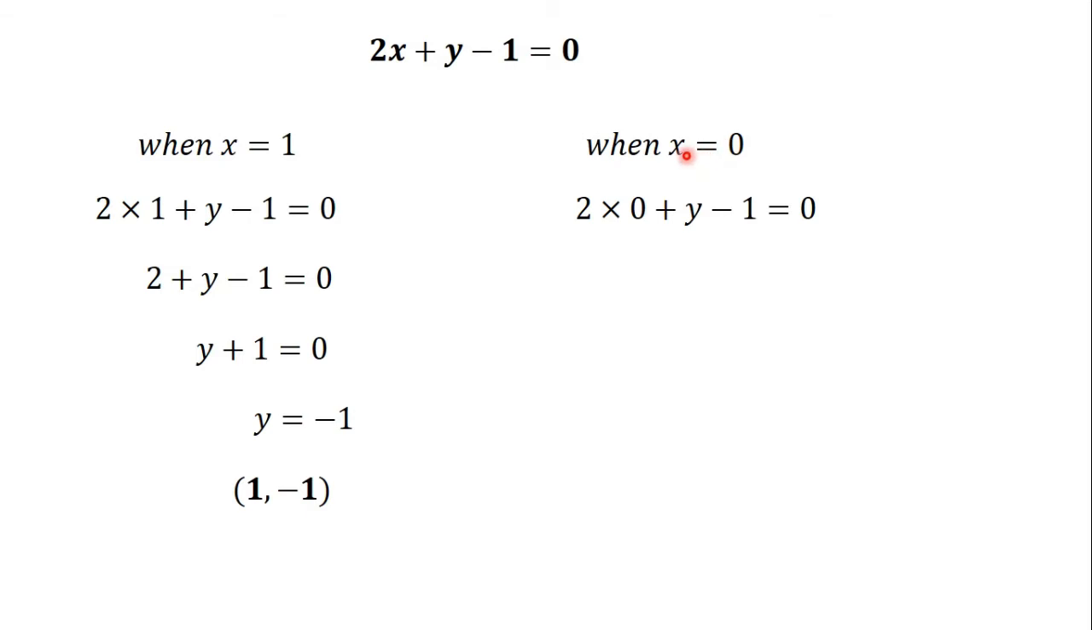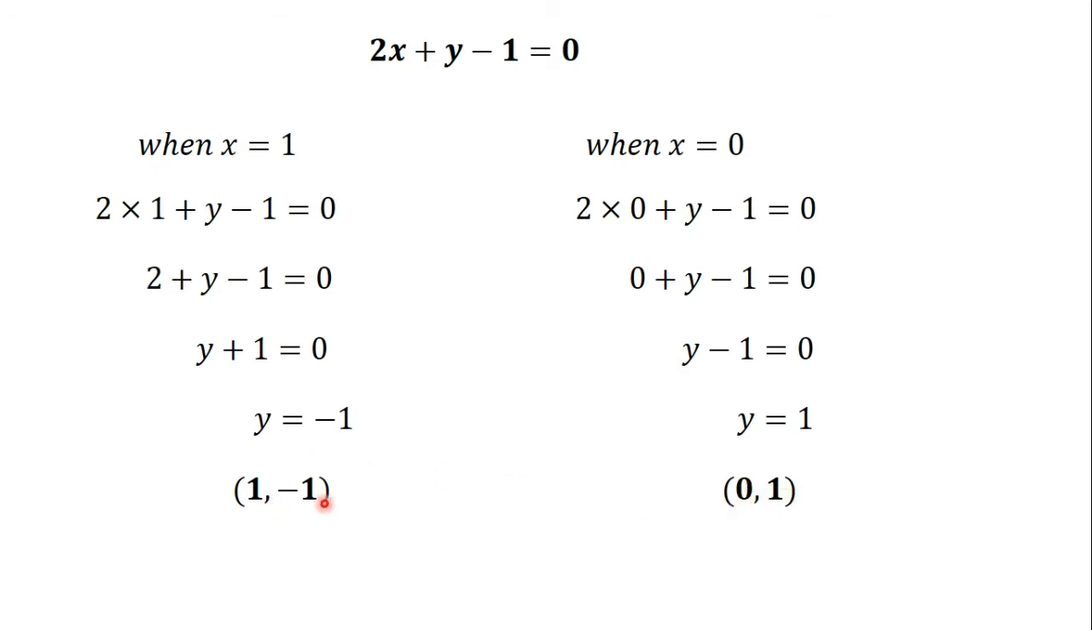Now I'll substitute x = 0 into the equation of the straight line. This gives me 2 times 0 plus y minus 1 equals 0. 2 times 0 is 0, so you have 0 + y - 1 = 0. This gives us y - 1 = 0, and so y = 1. So when x = 0, y = 1. The coordinates of this point are (0, 1).